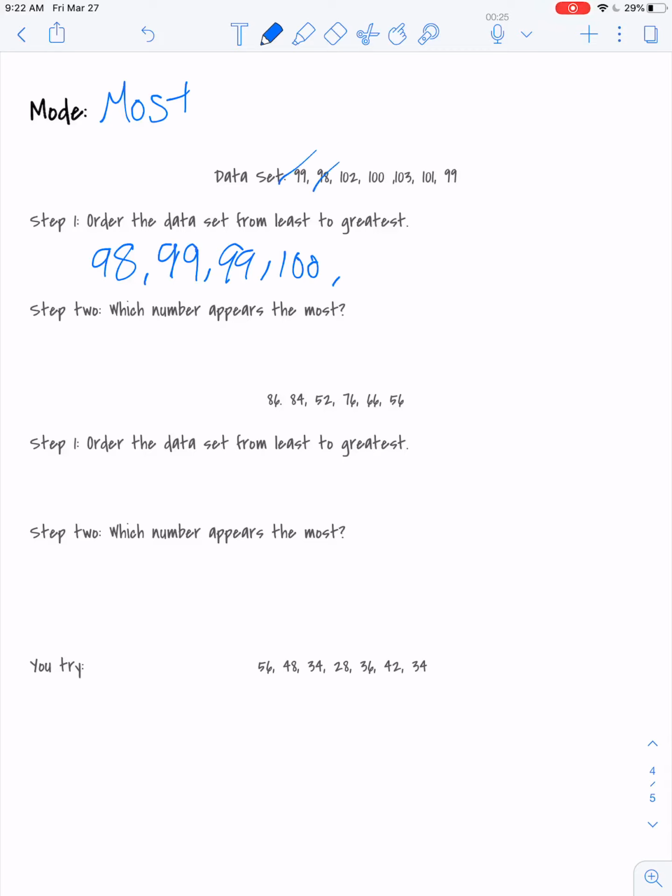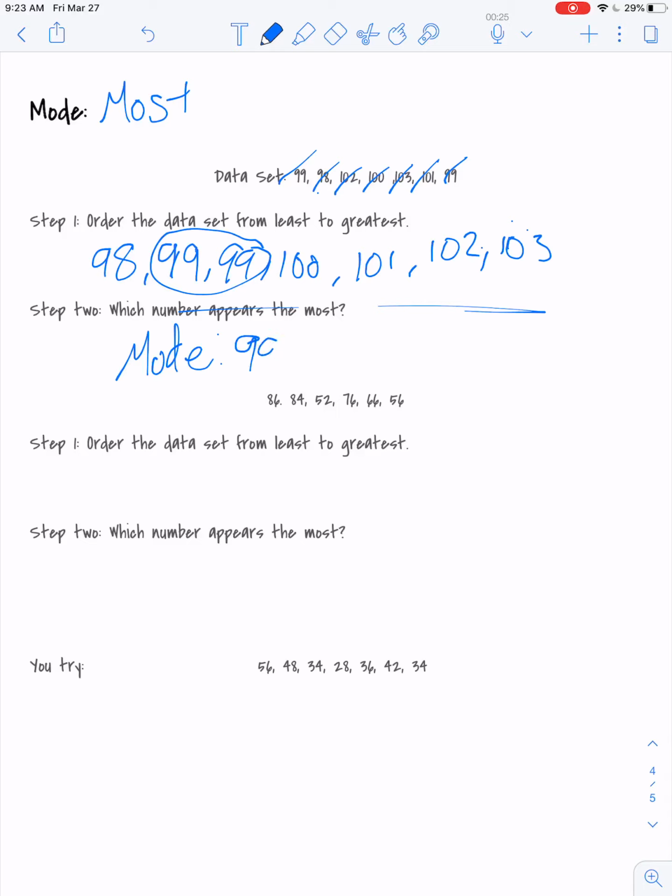101, 102, and 103. So now we have to look and see which number appears the most often in our data set. And so we only have one number that appears more than one time, and that is 99. So our mode for this set of data is 99.